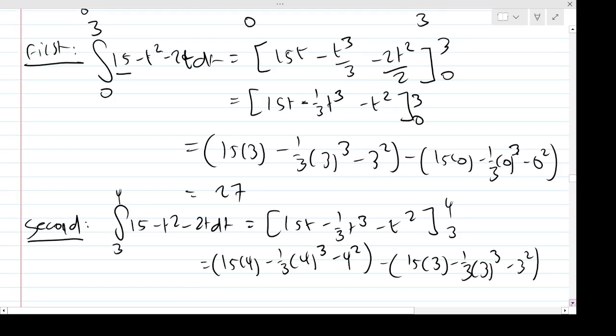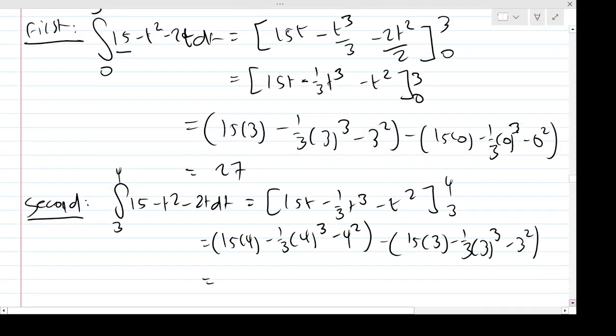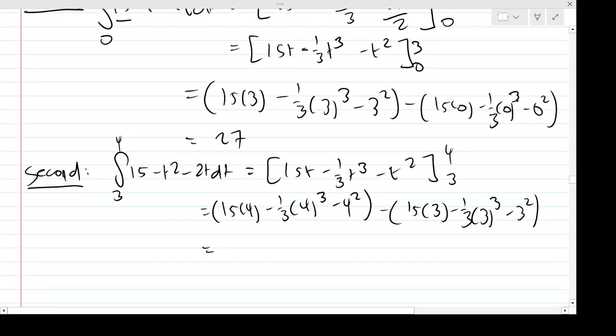Okay, so I've subbed in my limit, so if I just put that in the calculator then, I get minus 13 over 3. So there's my negative area, right? So therefore, the total distance then, we need to add these two individual parts up.